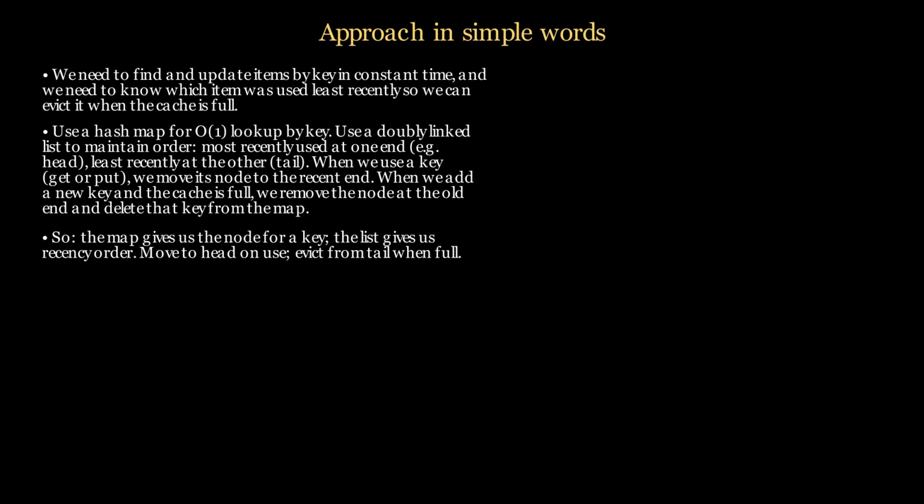When we use a key we move its node to the recent end. When we add a new key and the cache is full we remove the node at the old end and delete that key from the map. So the map gives us the node for a key, the list gives us recency order. Move to head on use, evict from tail when full.